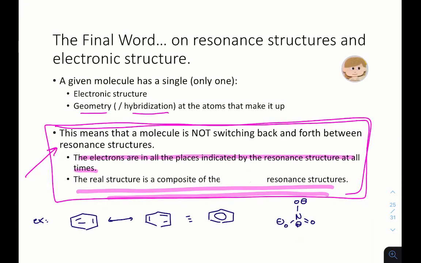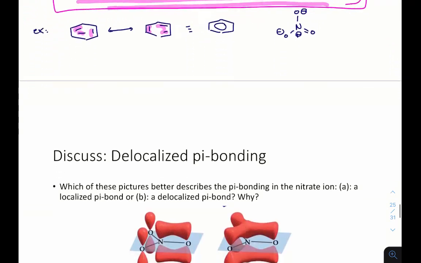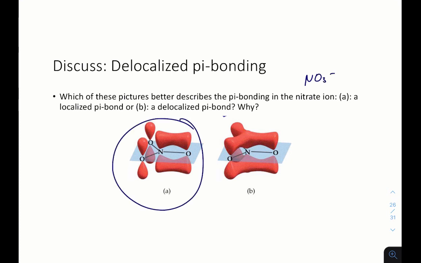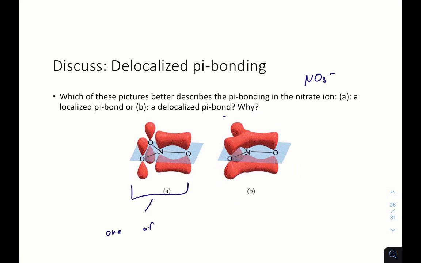When we can show pi electrons or double bond electrons in multiple places because they're described by resonance structures, then we have what's called delocalized pi bonding. Which of these pictures better describes the pi bonding in the nitrate ion? Is it A or is it B? A certainly looks like one of the resonance structures. B looks like that composite.